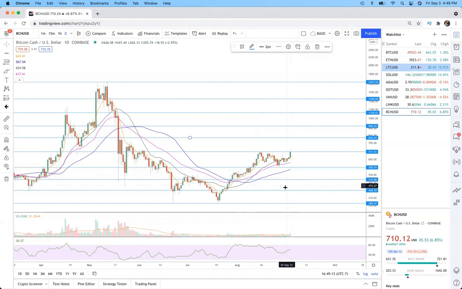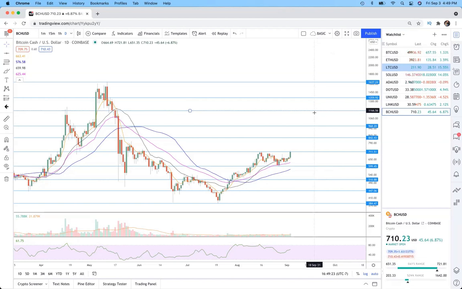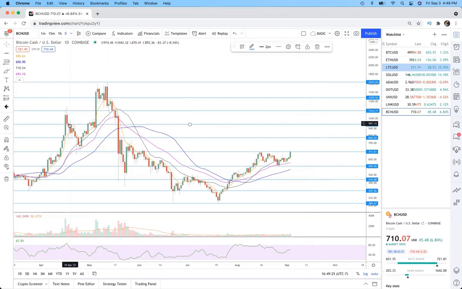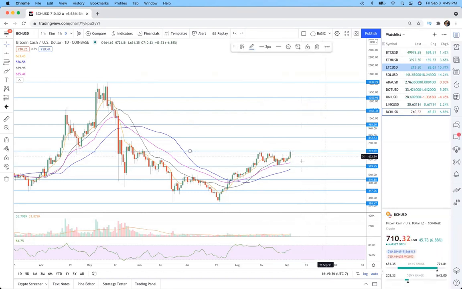Right? This looks okay. I like to put equal space between those lines, as equal as it can be. It doesn't always work, but I'm also looking at the areas of support and resistance. There you go. So right here we want to see a break above this high. That's 715. Let's put this line right there. 715.